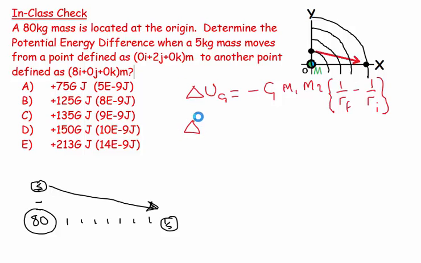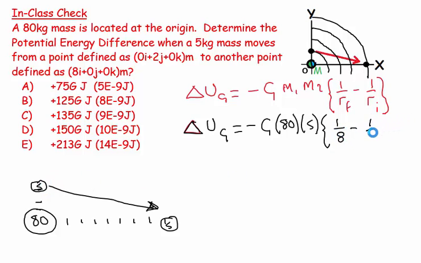I say my delta UG, my change in gravitational potential energy, is equal to minus G. We're going to leave the G in there. This is 80, and this is 5. And then we have 1 over, this is 8 meters high, so 1 over 8, minus the initial was only 2 meters high, so 1 over 2.